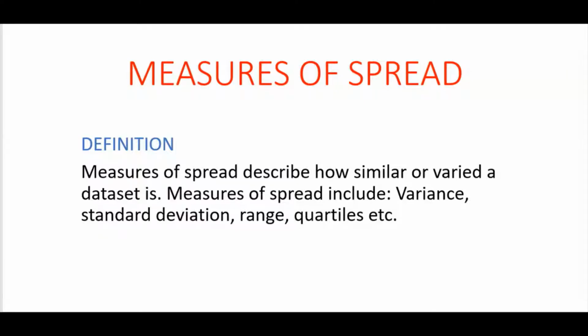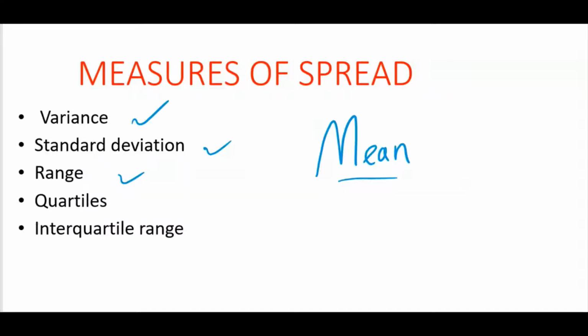However, in today's video, I will only focus on how to find the range, variance, and standard deviation of a dataset. In order to find the variance of a dataset, we have to first find the mean of that dataset. If you have not watched my video on finding the mean of a dataset, I will link it in the description below.